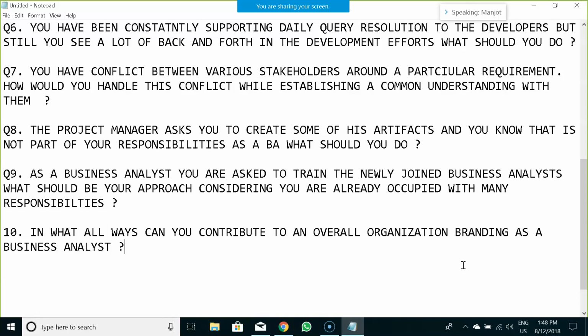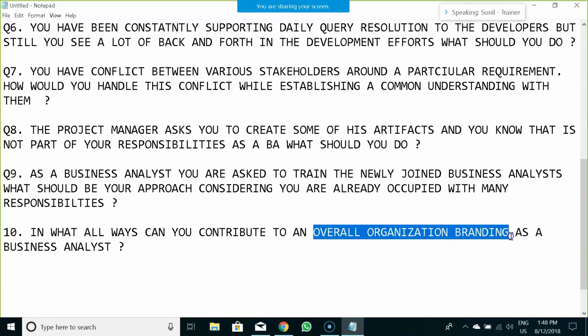For what I'll explain. But these are all things at a project level. Here the question is, how can you contribute to the overall organization's branding? How would all these things contribute to the organization's branding?